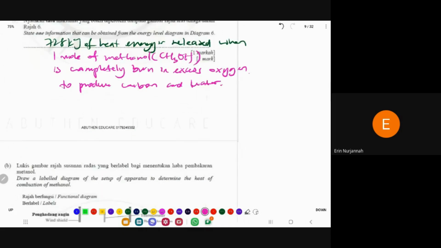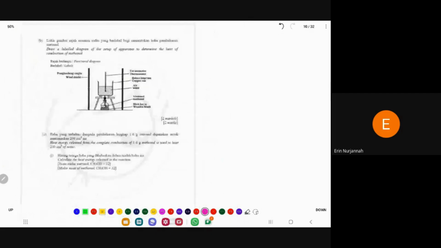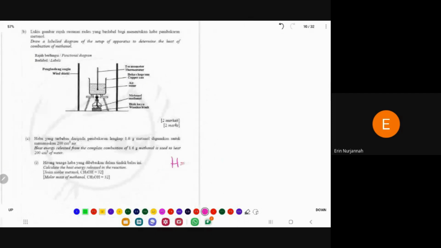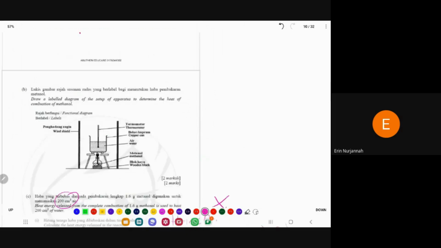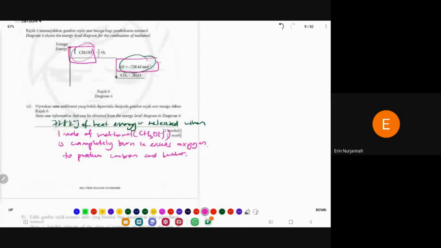Now, let's look at this again. How to produce? H equals mcθ, right? So, what is the m? How much water is being used? 200. So, what is the c? 4.2, right? Oh, okay. They didn't give us the temperature change, meaning we cannot use this formula. Then we use this one, since it already tells us when 1 mole of methanol is burned, it produces 728.